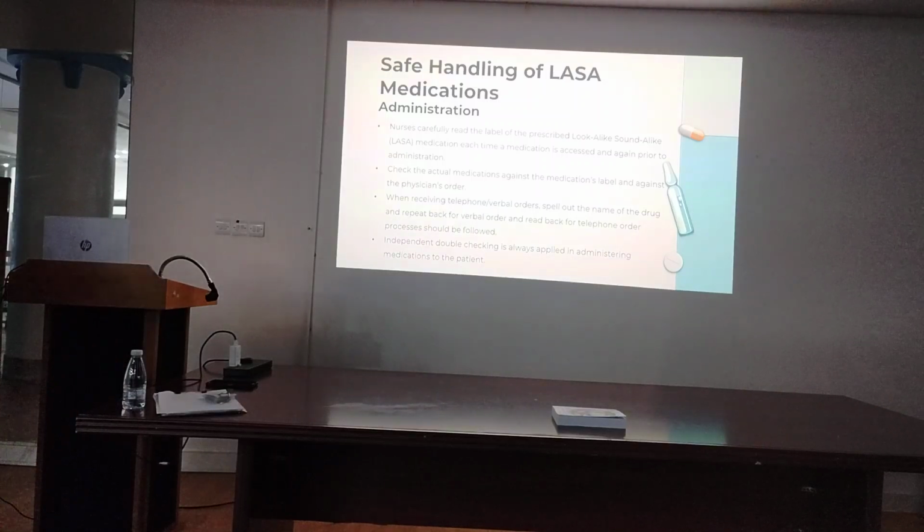Administration. Okay, you got a LASA medication and now you're going to give it to the patient. What do you do? Double check. Double check what you received against the doctor's order. Double check the medication that you received against the medication label, because maybe we gave you the wrong medication. The label is right, but we gave you the wrong medication. Okay?